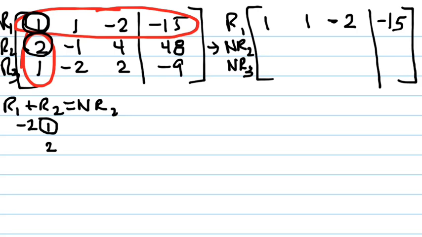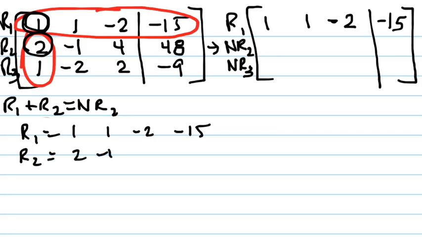Again, you can rearrange these in any order you want if you think it makes them easier. So we're going to multiply row 1 by negative 2. Do you see the logic there? You need opposites, and the opposite of 2 is negative 2. So row 1 is 1, 1, negative 2, negative 15. Row 2 is 2, negative 1, 4, 48.